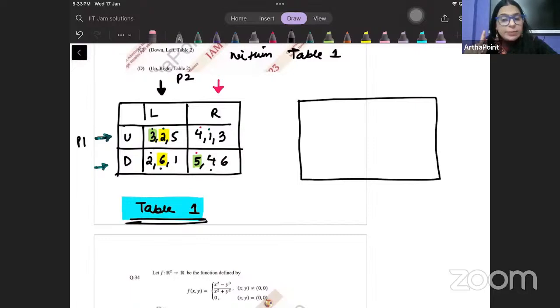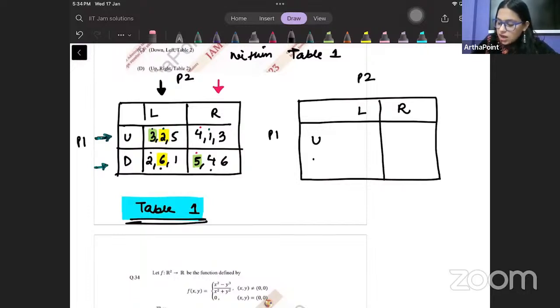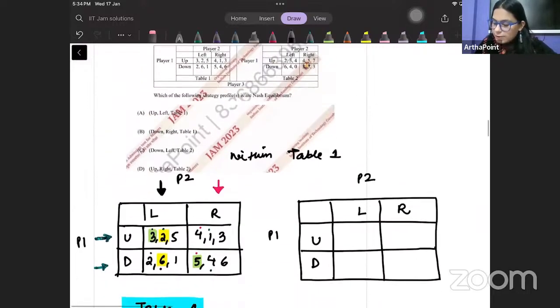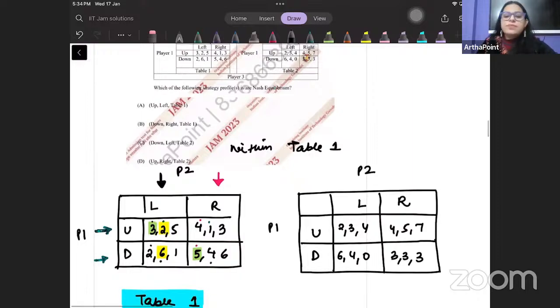I am not comparing tables, so player 3 has no relation here. Do it as usual. This is player 1, this is player 2. Within table 2, player 2 can again choose left or right, and player 1 up or down. And the payoffs given to us are 2, 3, 4, 4, 5, 7, 6, 4, 0, 3, 3, 3.